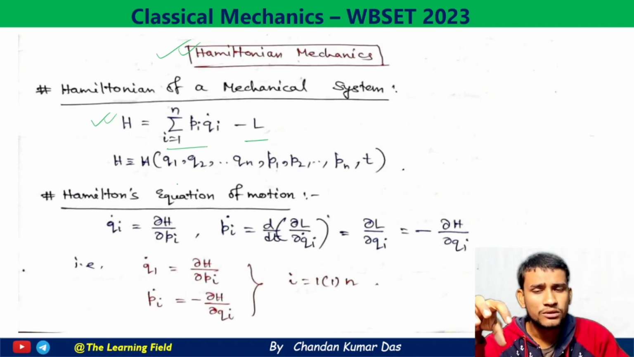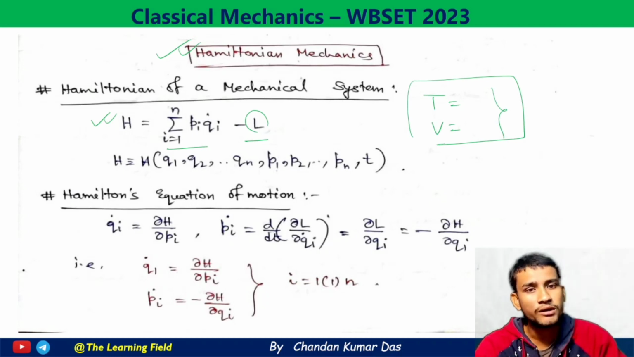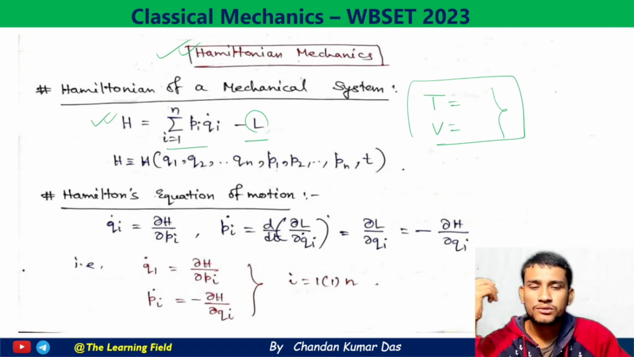We already get questions in the WBSET exam to calculate the Hamiltonian. You may be given the Lagrangian, or in the exam you can also get the values of T and V given, and then you have to form the Lagrangian and then calculate the Hamiltonian. So this type of question can be asked in the exam.